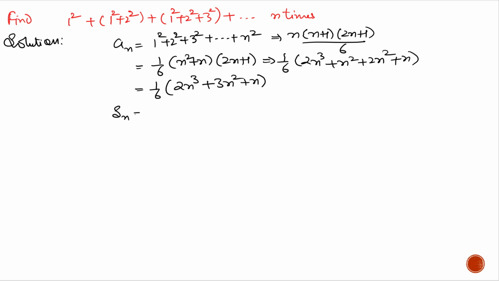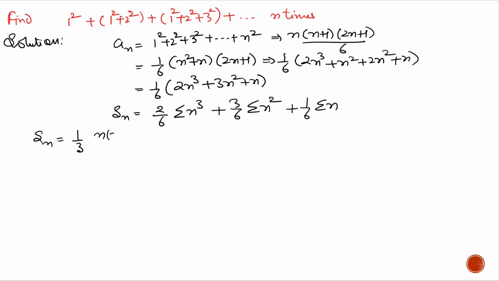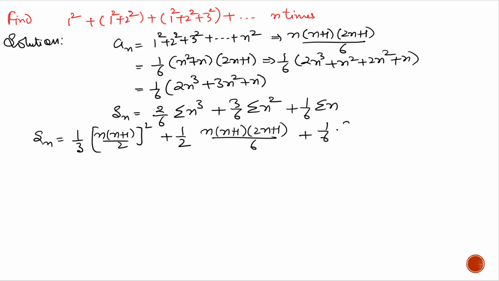Now the sum of n terms equals 2 by 6 summation of n cube plus 3 by 6 summation of n square plus 1 by 6 summation of n. The formula for the sum of cubes of n natural numbers is n into n plus 1 upon 2, whole square, and outside we have 1 by 3. Then the sum of squares of n natural numbers is n into n plus 1 into 2n plus 1 upon 6, multiplied by 1 by 2. And the sum of n natural numbers is n into n plus 1 upon 2, multiplied by 1 by 6 outside.